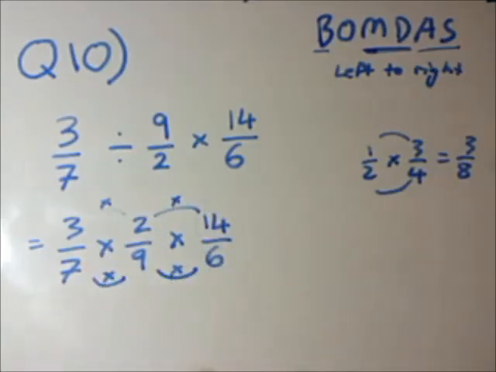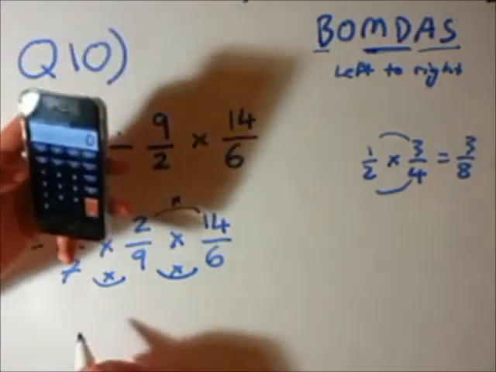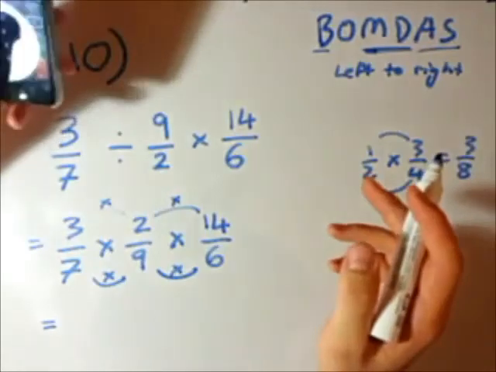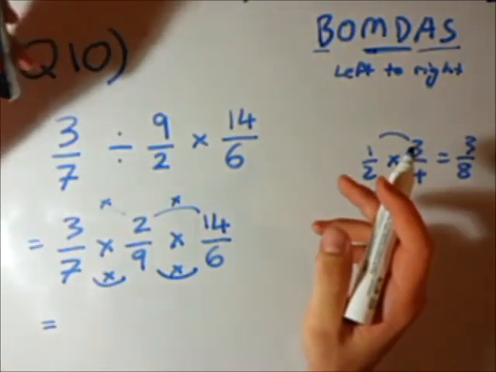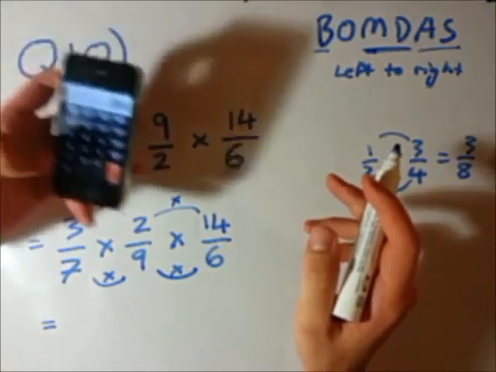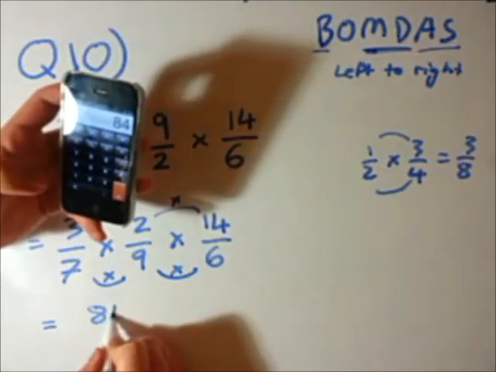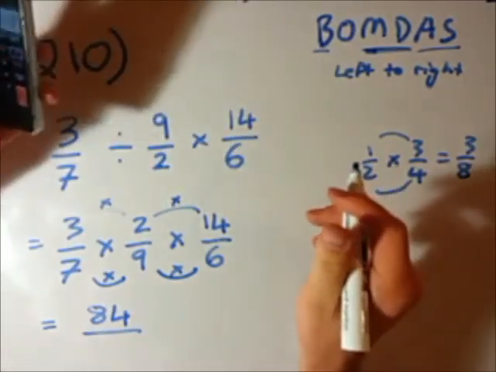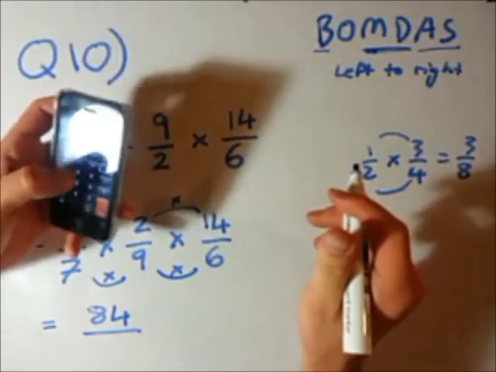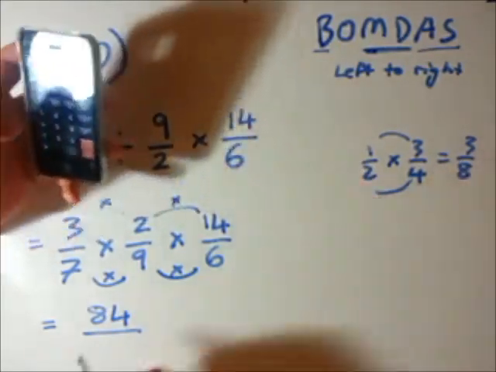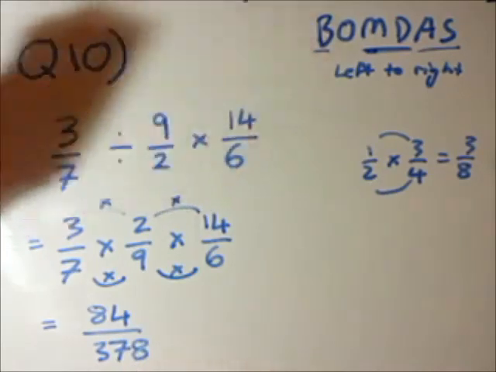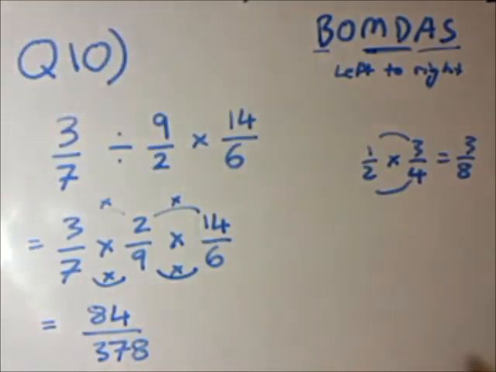So these are quite big numbers, so I'll pull the graphics calculator out. So we've got 3 times 2 times 14. This is for the top line, to get 84. And the bottom line will be 7 times 9 times 6, 378. Okay? And there's our answer for question 10.